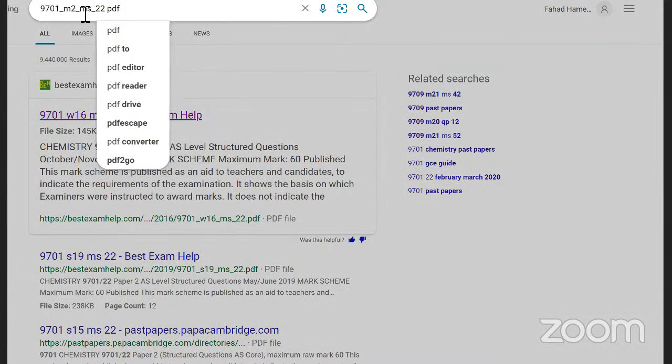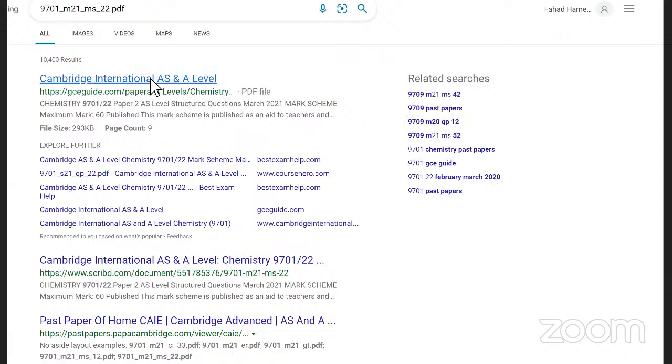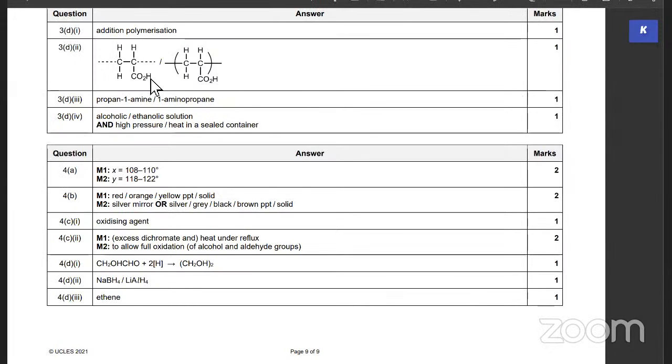M21, right? It was 2021, the year. Okay, that's the same one.